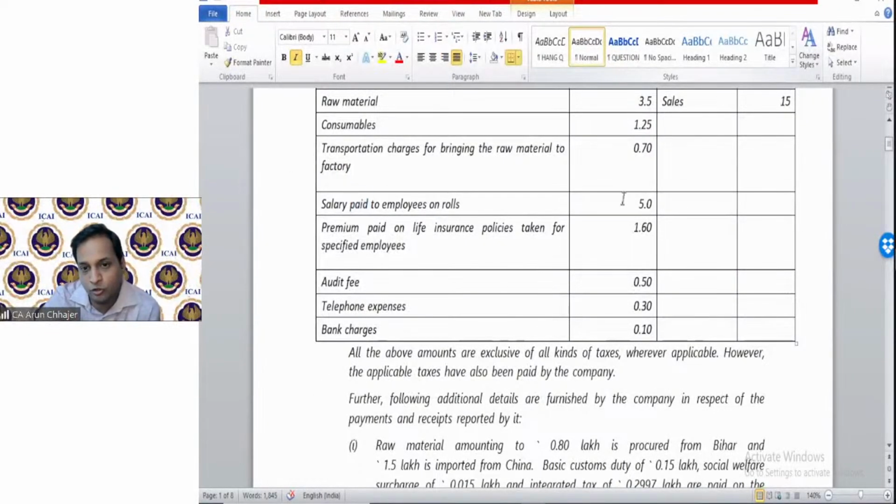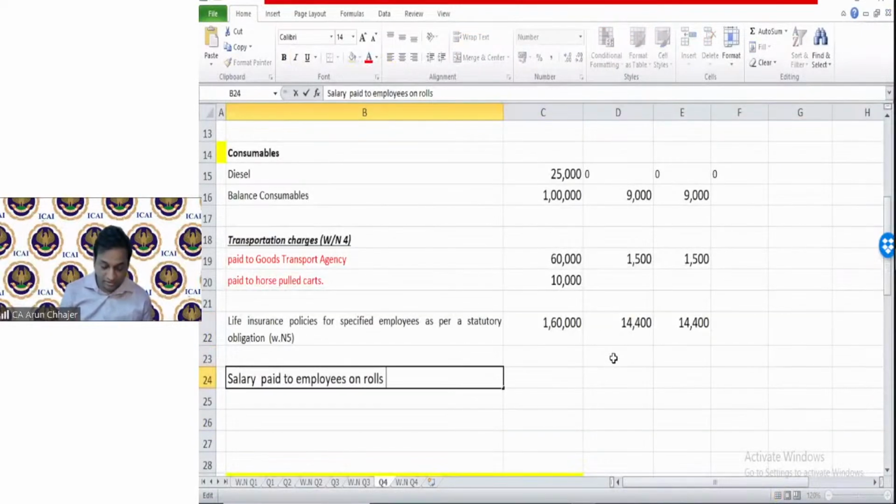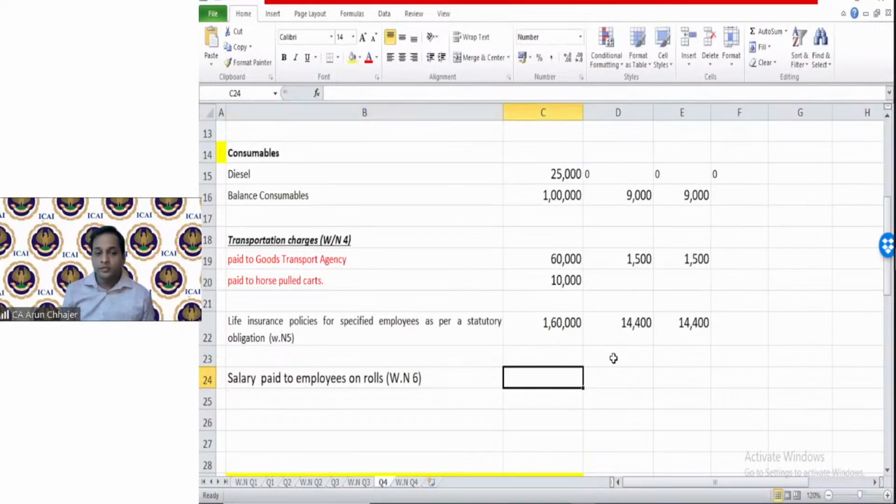Salary paid to the employees on rolls. On roll employee means he is my employee. Okay. Do I need to pay GST on on-roll employees? Answer is no. Why no? What can you give in the comment? Suppose you would like to give some comment, one line, two lines, doesn't matter. If there is no GST payable on this particular salary payment, then what comment can I put?